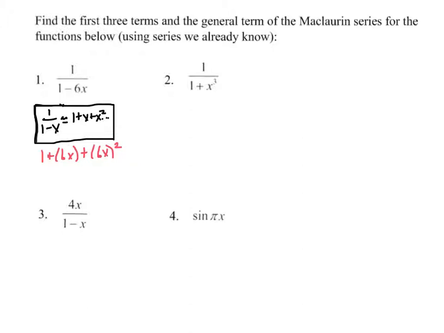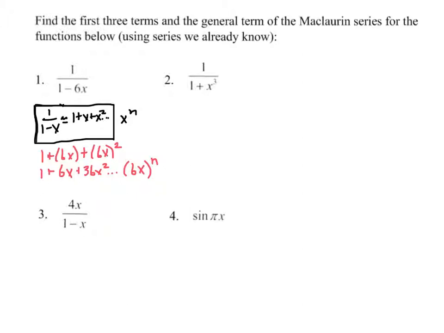And it said just find the first three terms. I could simplify this a little bit. Like that. And there it is. Now the general term. Well, the general term for this was just x to the n. So the general term for this new one, instead of x, it's 6x to the n. If you wanted to write 6 to the n, x to the n, you could, but there's your general term.